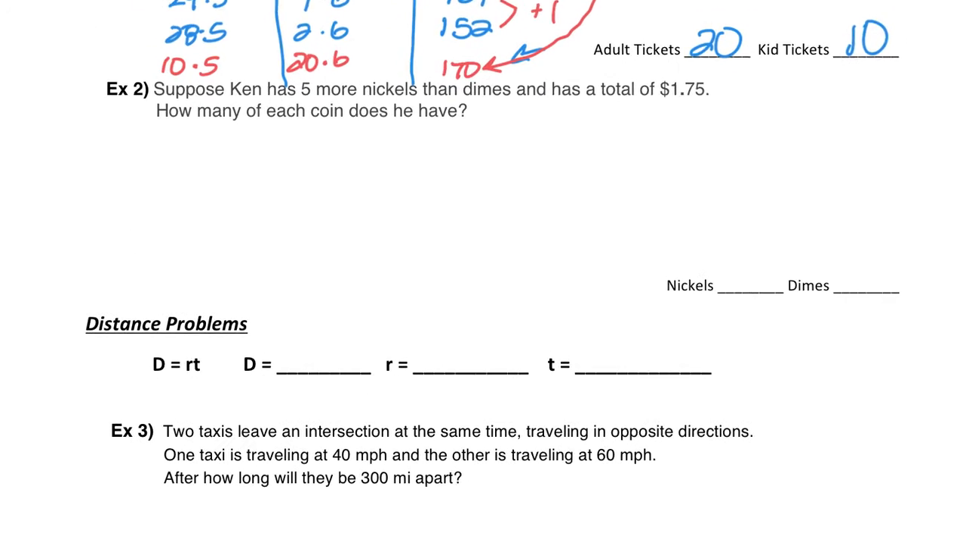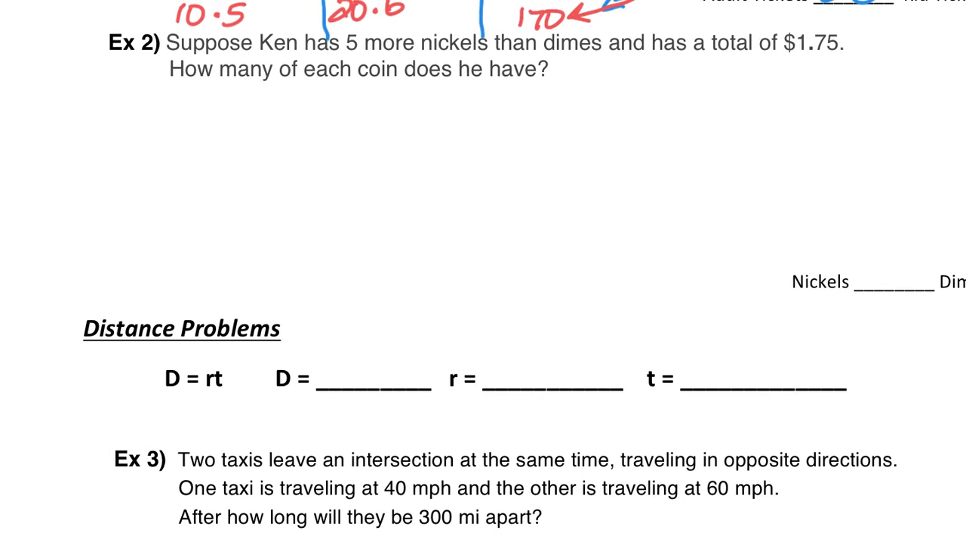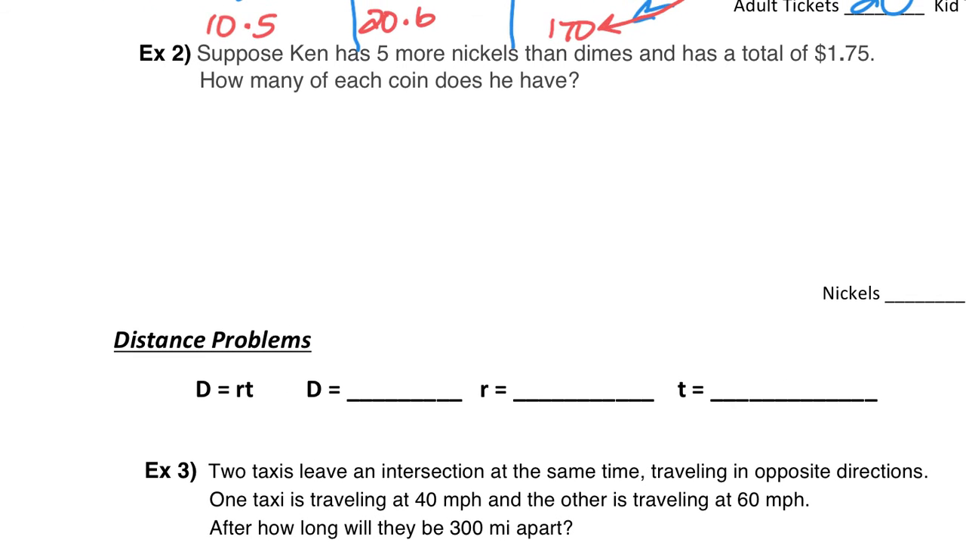Let's take a look at example 2 here. Now, example 2: suppose Ken has 5 more nickels than dimes and has a total of $1.75. How many of each coin does he have?